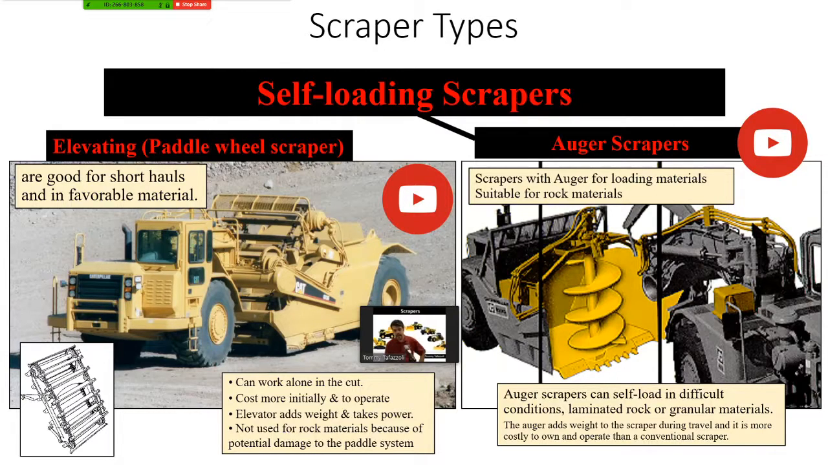Again, the auger adds weight to the scraper during travel, and it is more costly to own and operate than a conventional scraper. But in case the road surface has a lot of rocks or sharp-edged materials, you would not use just a normal scraper. You would need an auger to dig, elevate the materials, and haul them to the scraper.